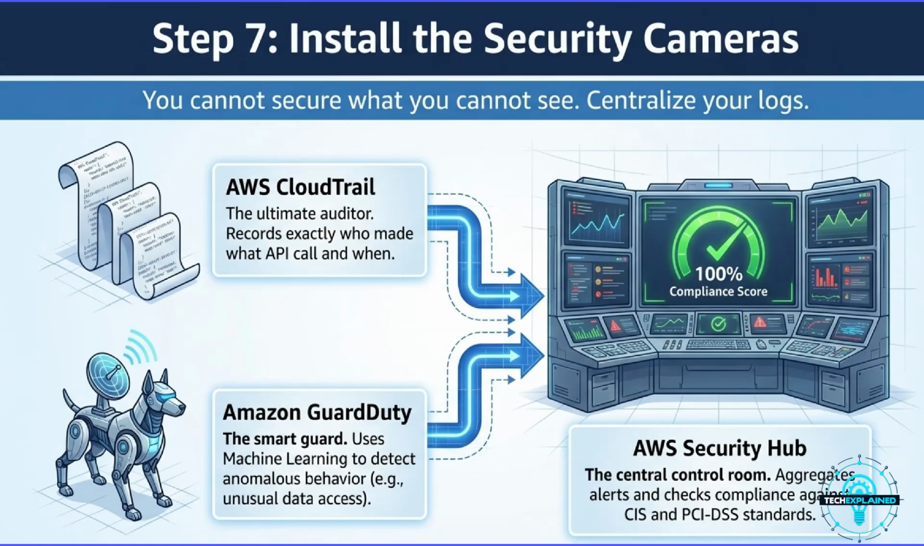Amazon GuardDuty acts as your intelligent threat detection system, analyzing CloudTrail logs, VPC flow logs, and DNS logs to identify unusual or unauthorized activity. AWS Security Hub serves as your central security dashboard, aggregating findings from GuardDuty, Inspector, Macie, and other services into a single pane of glass.